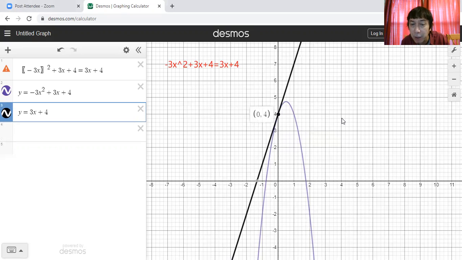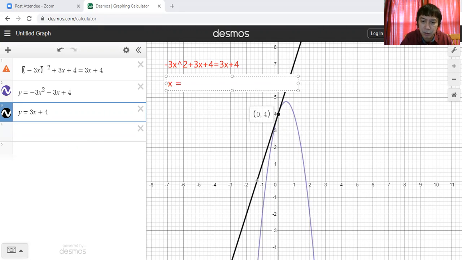Okay, looks like a point at 0, 4, an intersection of the line and the parabola and the y-axis. 0, 4. And our answer is the 0, of course, the x. So our answer here is x equals 0. That's our answer. We're done. Let's continue with the next number.